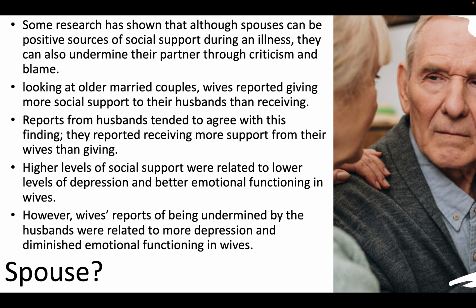Some research has shown that although spouses can be positive sources of social support during an illness, they can also undermine their partner through criticism and blame. Looking at older married couples, wives reported giving more social support to their husbands than receiving. Reports from husbands tended to agree with this finding. They reported receiving more support from their wives than giving. Higher levels of social support were related to lower levels of depression and better emotional functioning in wives. However, wives' reports of being undermined by their husbands were related to more depression and diminished emotional functioning in wives.